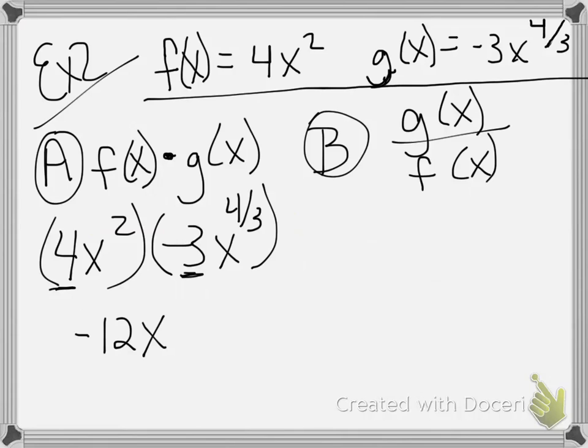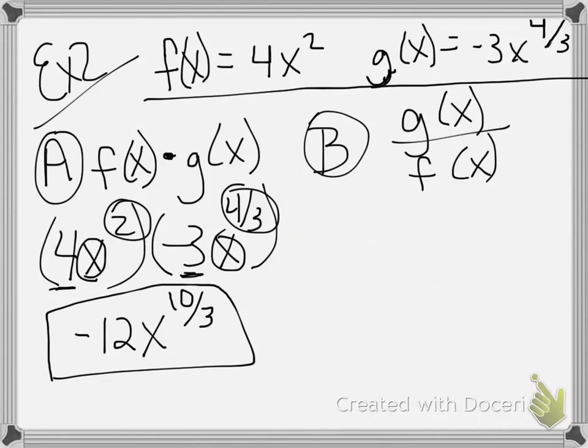I'm going to keep x because that's the base here and here. And then the exponents are going to be added. So I'm going to do 2 plus 4/3. 2 plus 4/3 is 10 over 3. If you're not sure about 2 plus 4/3 on your own, then use a calculator and you can double check with my math.